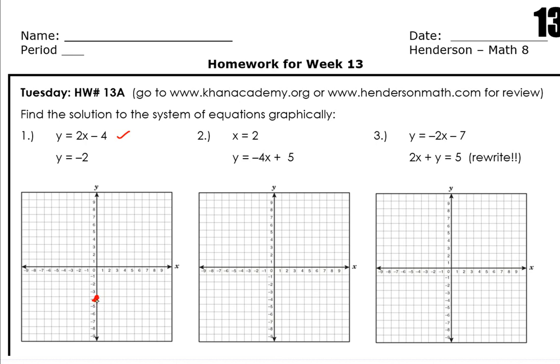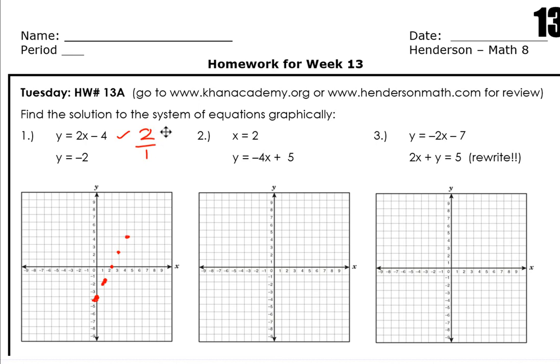From there, you can find other points on the line, or other solutions to this equation, by following the rate of change. The rate of change is the coefficient, which is 2 over 1. So from this point, I'm going to travel 2 units up, 1 unit right. 2 units up, 1 unit right, and so on.